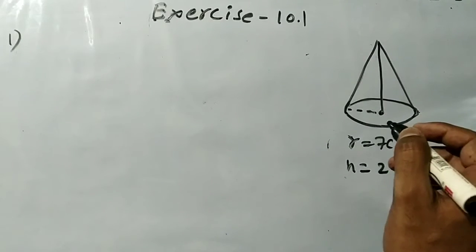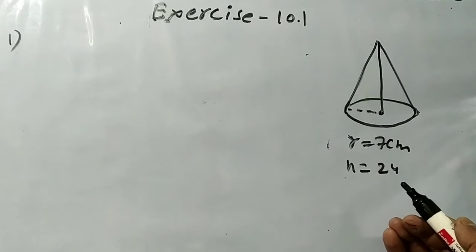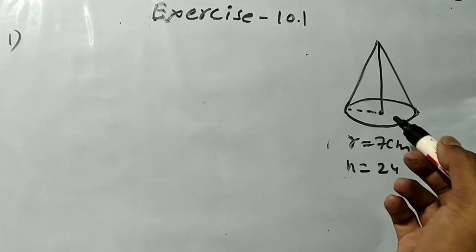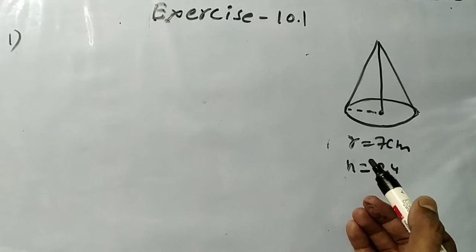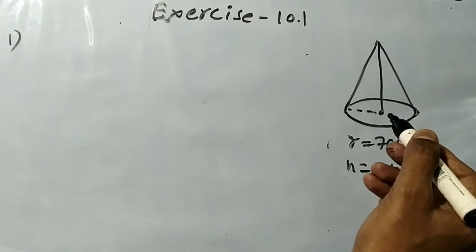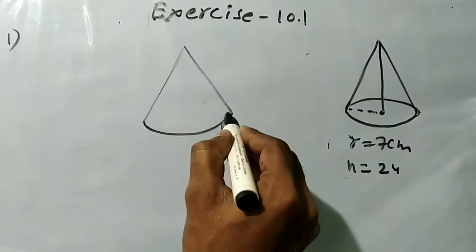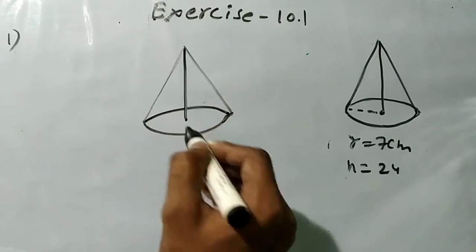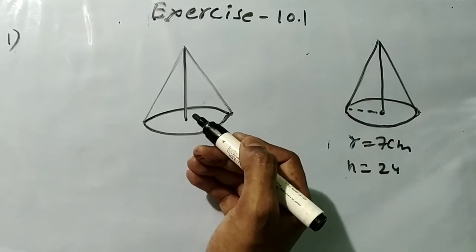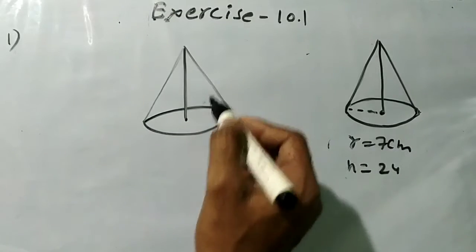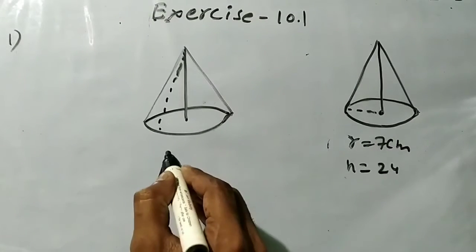So this is a cap of a joker whose radius is 7 centimeters and height is 24. We have to make 10 such caps. In order to make 10 caps, we should know the curved surface area of the cap. Let us assume this is a cap. Before making this cap, we need to know how much material or cloth is required. So we have to cut aside, cut here and open it. The cap will be like this.